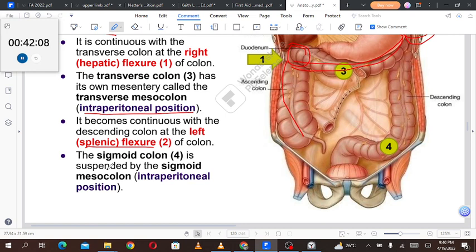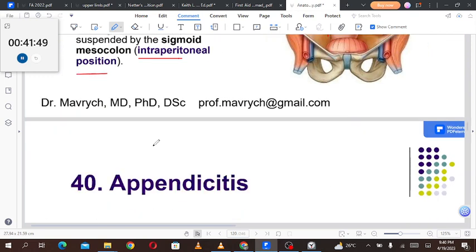The sigmoid colon is suspended by the sigmoid mesocolon in an intraperitoneal position. So the sigmoid colon is also intraperitoneal. I don't know about the descending colon, I guess it is also retroperitoneal. But the sigmoid colon is suspended by the sigmoid mesocolon, and that is intraperitoneal in position.